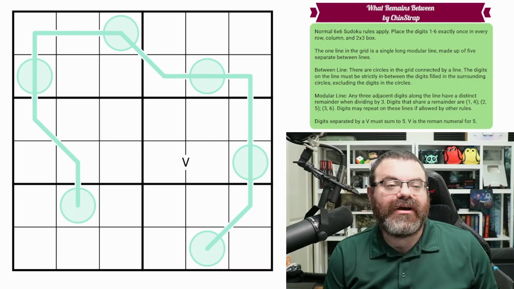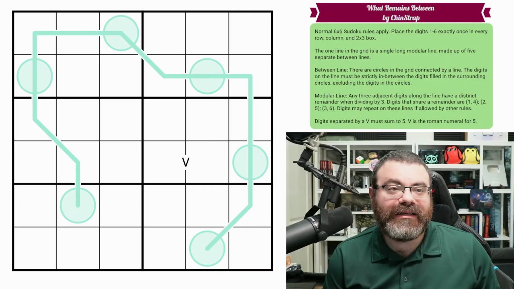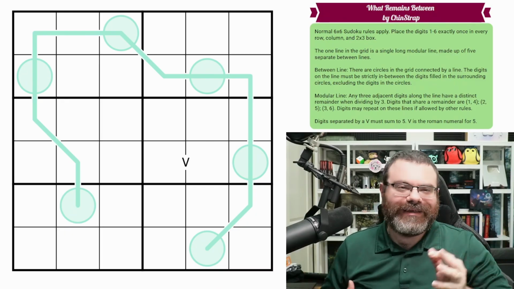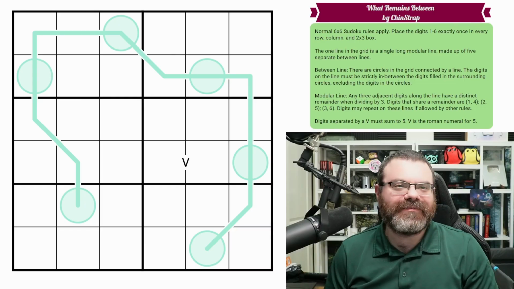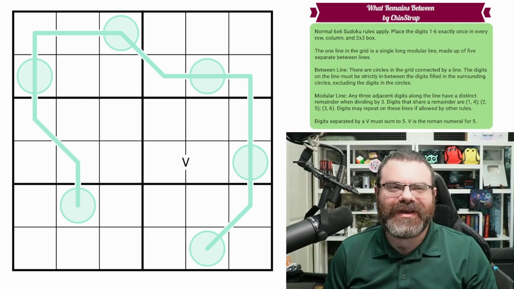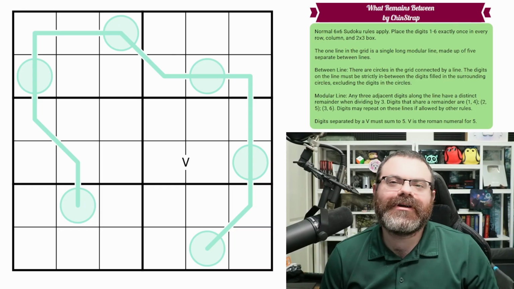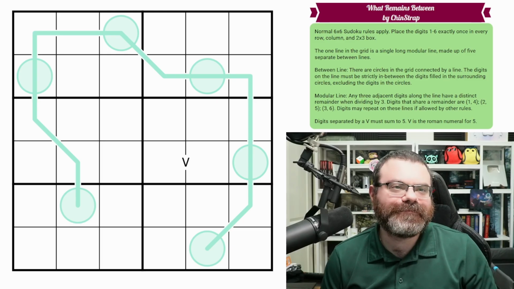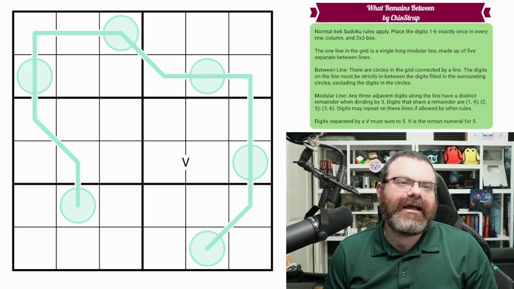So this continues our entropic-like line theme, and for whatever reason, so far everyone has picked modular lines, but there are other ones coming up, I promise. But you know, we're getting our practice in with modular lines here. So let's go over the rules.